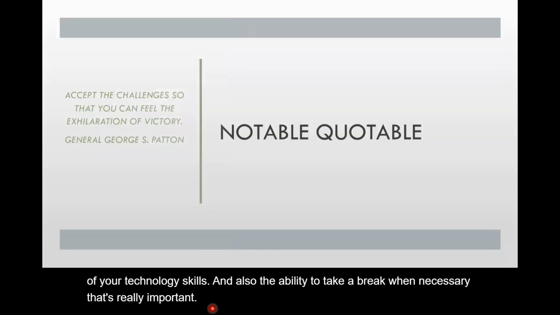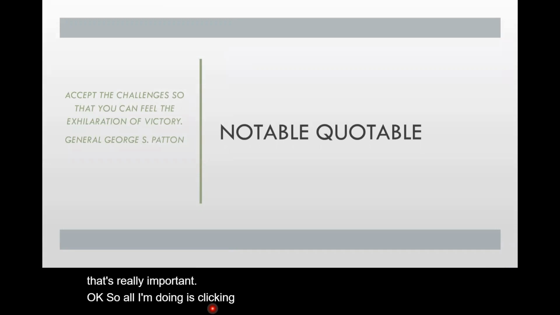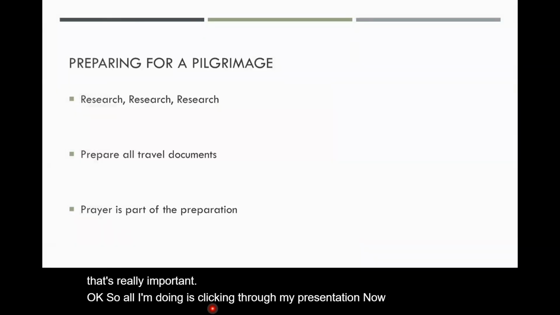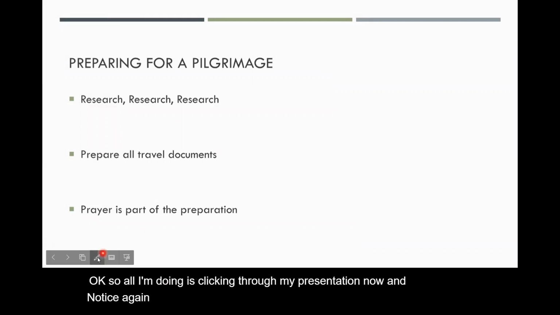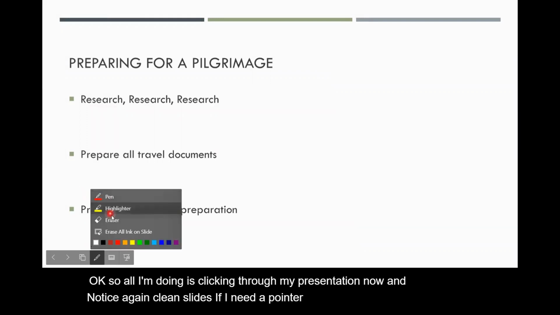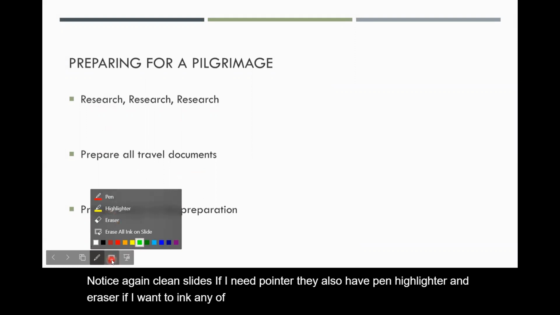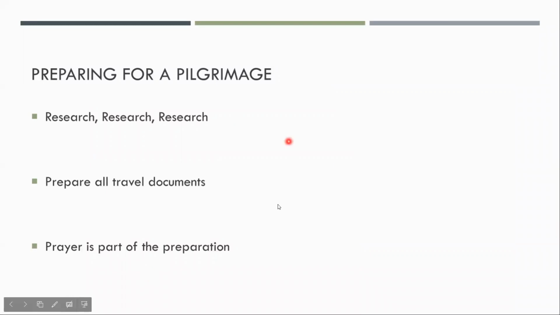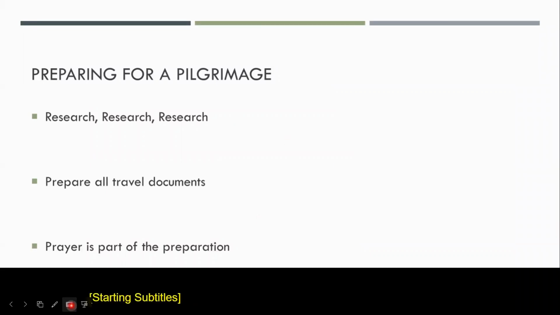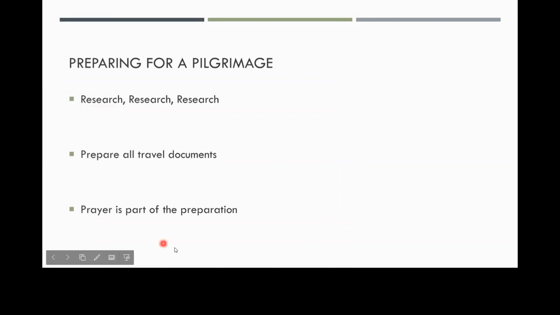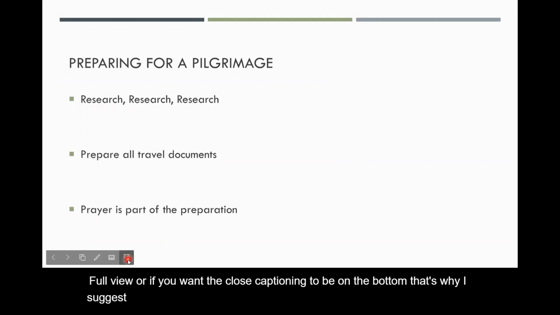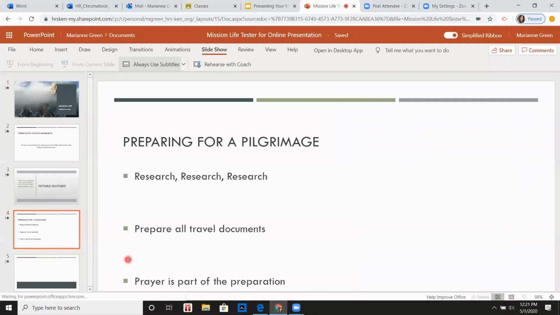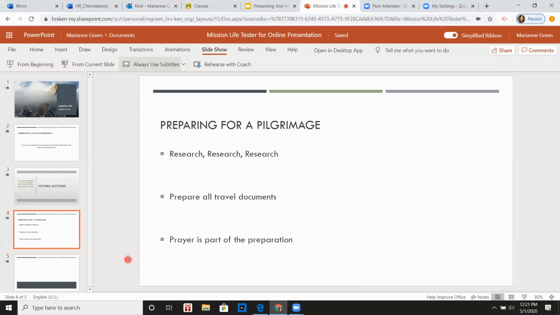Okay, so all I'm doing is clicking through my presentation now, and notice again, clean slides. If I need a pointer, they also have a pen, a highlighter, and eraser if I want to ink any of the slides during the presentation. If I'm looking for the full view, you can go down here to the full view, or if you want the closed captioning to be on the bottom, that's why I suggest that you guys don't have that opened up, okay? And then we go back if you need to exit out. Okay, so that's what the menu bar is at the bottom of PowerPoint.